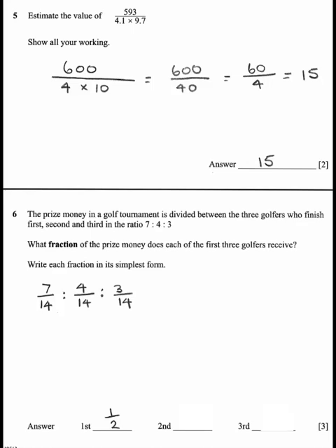The next one is 2 out of the 7. We've divided top and bottom by 2. So 4 divided by 2 is 2, 14 divided by 2 is 7. The next one we have is 3 out of 14. 3 out of 14 has stayed the same because we can't cancel that one down.